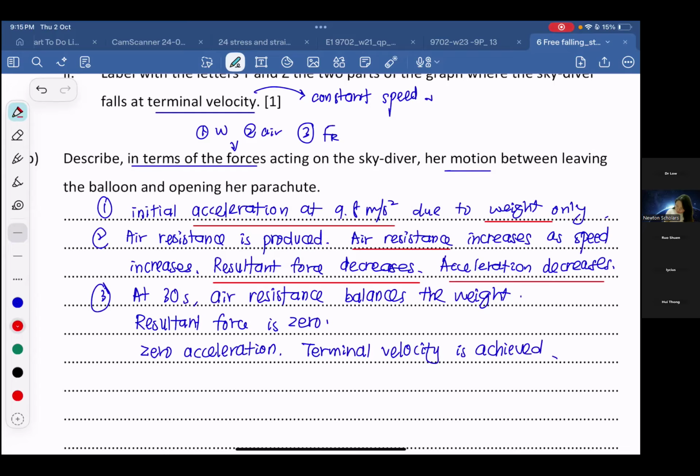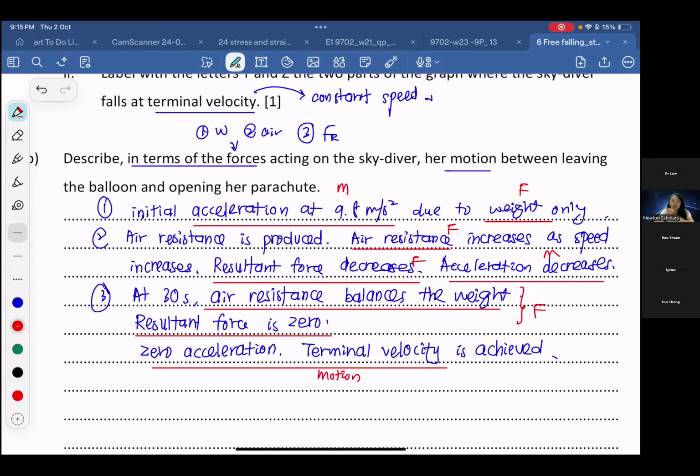Okay, so here air resistance balances the weight. Resultant force is 0 in terms of force. This is the force, and this is the motion. This one is 4 marks, 3 to 4 marks. That's why I told you just now the summary diagram is important. The diagram actually helps us summarize all the forces, what's going on with your air resistance, then what's happening with your motion.